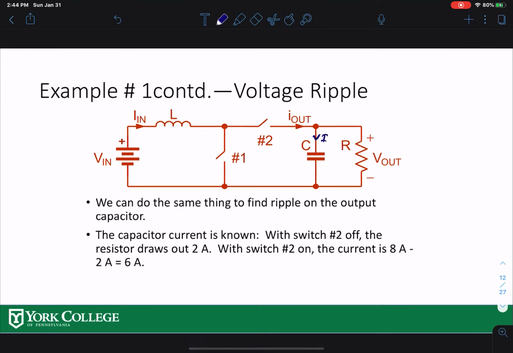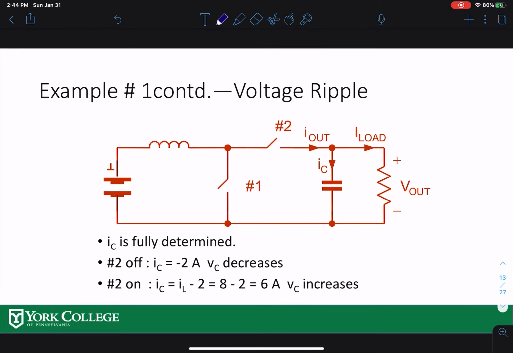Now, if you do the same thing for the capacitor, you have to see here, the capacitor has a current IC. This is the IC current, this is the I load, right? So when switch 1 is on, 2 is off, your IC is equal to actually negative I load, right? Let me do it over here. So let's say when this switch is on, and this one is off, then your IL current comes in here.